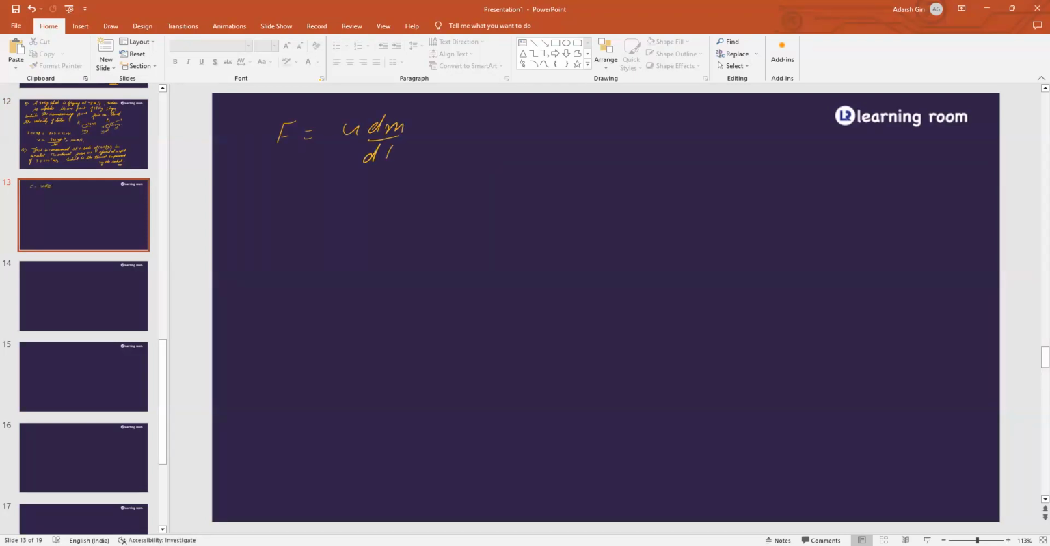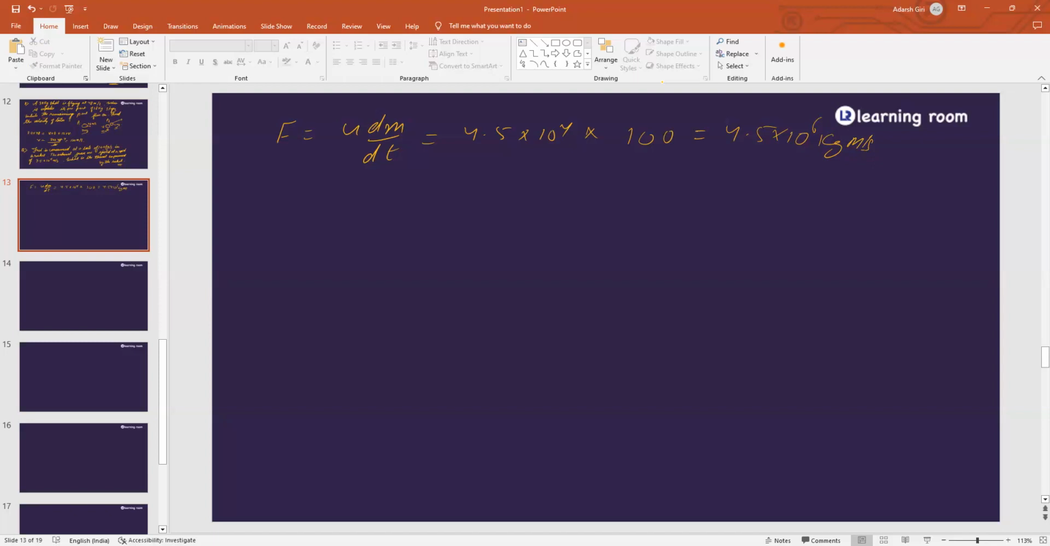So here mass is changing, velocity is constant. Velocity is how much? 4.5 into 10 raised to the power 4 meters per second. And the rate of change of mass is given, that is 100 kg per second. So that will be 4.5 into 10 raised to the power 6 kg meter per second squared. This was the easiest question of this kind. Now a good one.